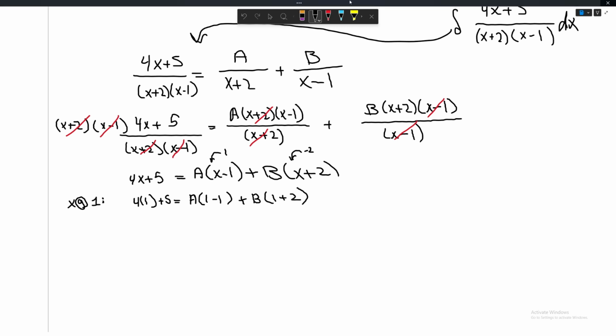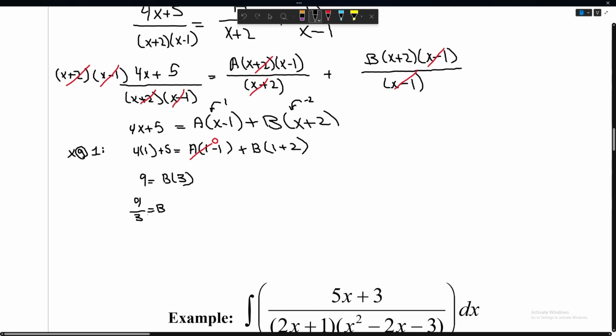So 1 plus 1, this whole thing goes to 0. And now we have 4 plus 5, 9 equals b. And I add these up, I get 3. Now 9 over 3 equals b. And you see, now that I found my b, I can take it and substitute it into my a to really find my other variable. And so let's simplify here.